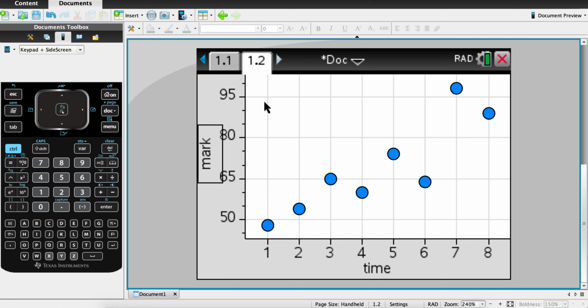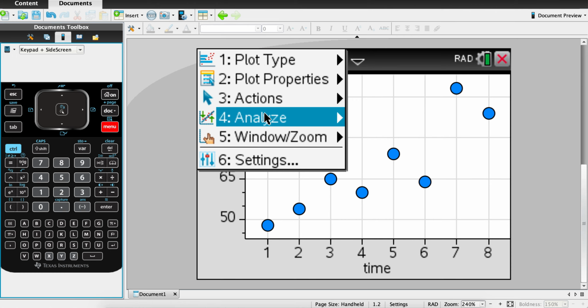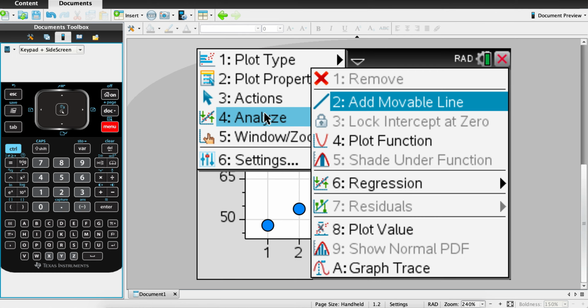So there we have our scatter plot. We can see that the dots are drifting upwards. That, of course, means we're looking at a positive relationship between the variables, or positive association. If I want to model this data, I can put a line on it. And this particular method is going to do so in a mathematical way. So we're going to press on Menu, and then we're going to go number 4 for Analyze.